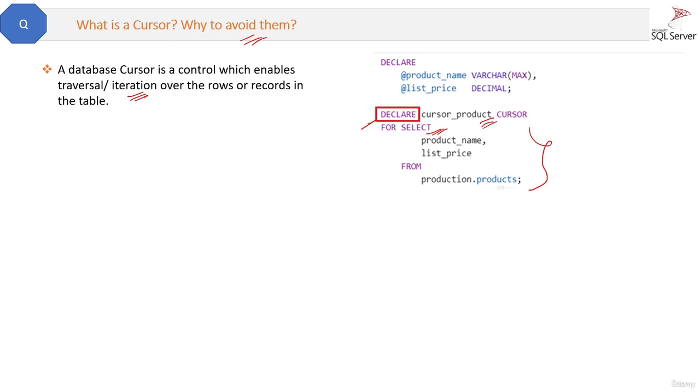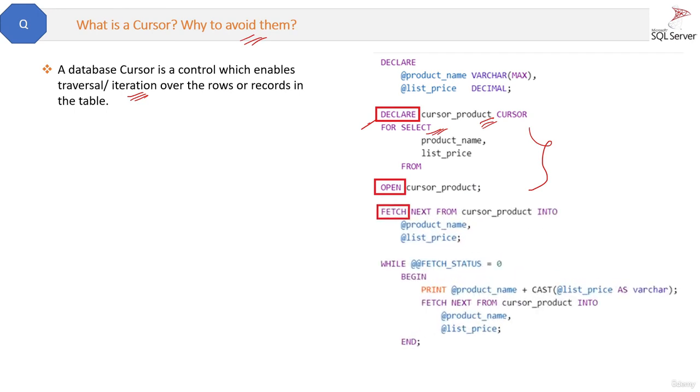The second step is to open the cursor like this. Third step, fetch each row record from the cursor using a while loop, and with each iteration you can do any kind of operation. Here I am printing the product name and list price with each iteration. That is the main purpose of a cursor: fetching each row and performing some logic inside each row.